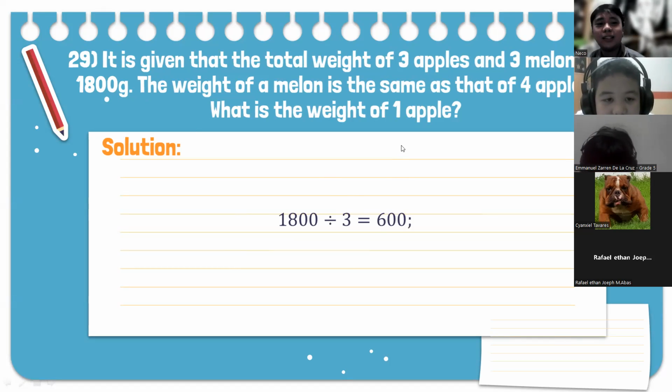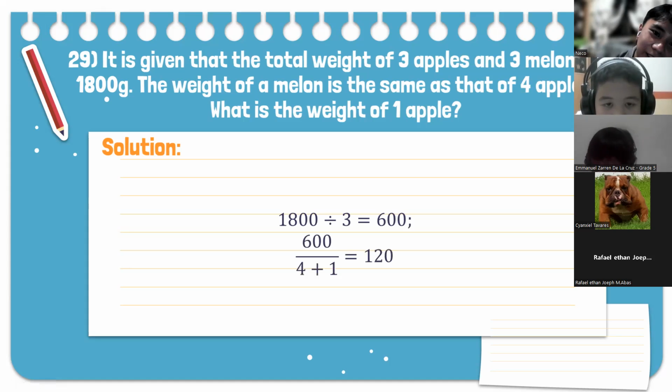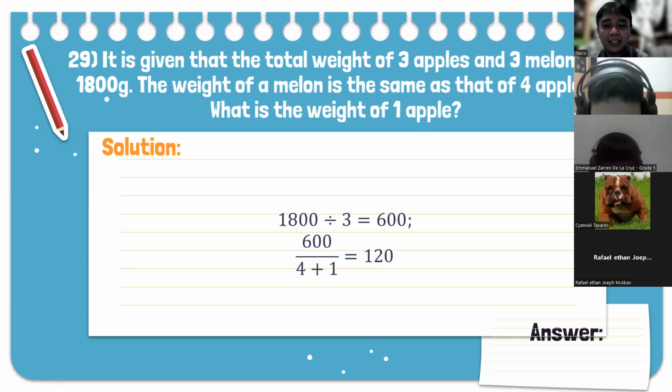See? Weight of melon is same as 4 apples. So 600 divided by 5. That's it. Weight of 1 apple is 120. So meaning the melon would weigh what? 480, 120 times 4 like this. Still easy. Right? It would be complicated.